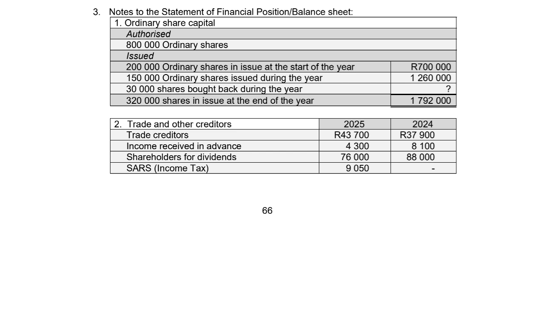Number 2, trade and other creditors. They give you 2024 and 2025 figures for trade creditors, income received in advance, shareholders for dividends, and SARS income tax in 2025 is a debit balance of 9,050 rand.